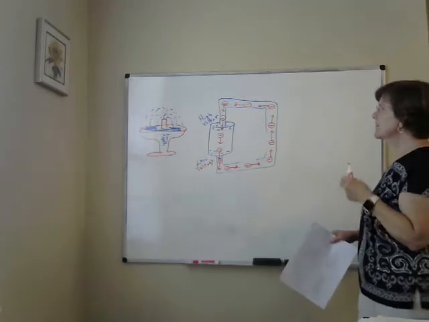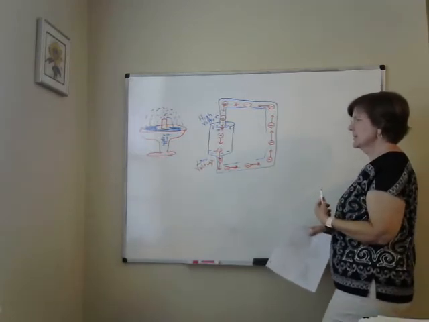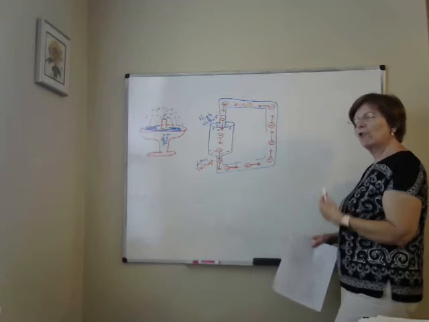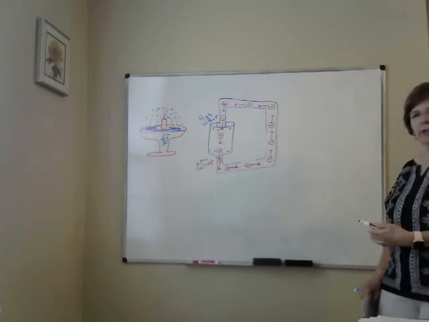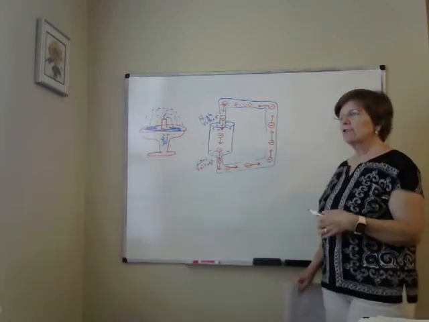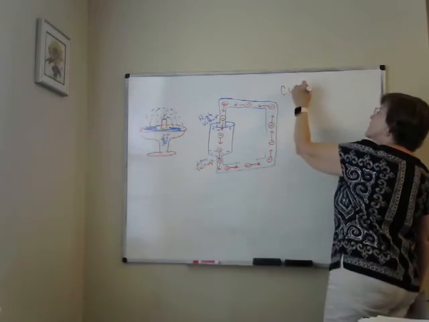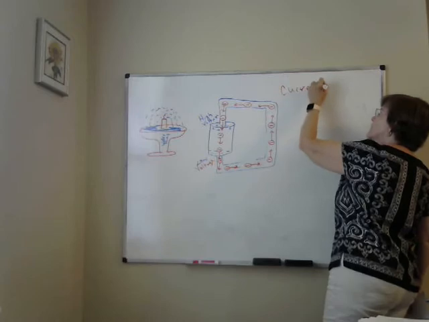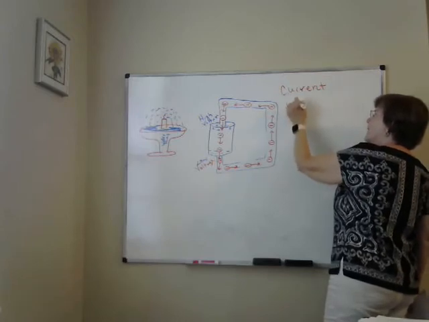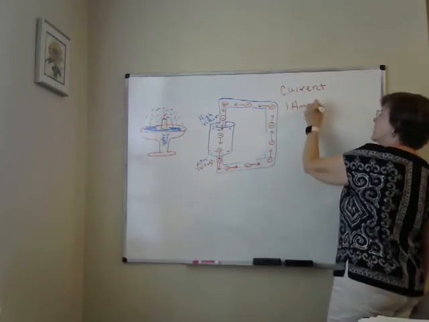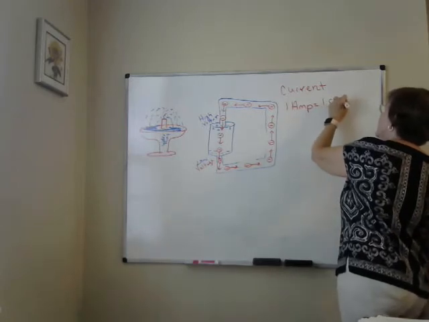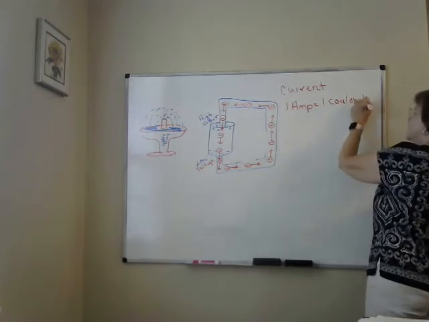You want to keep in mind when you're thinking about circuits, current or charge is what flows through a circuit. Okay? We measure current in amps. Okay? 1 amp is a flow of 1 coulomb per second.